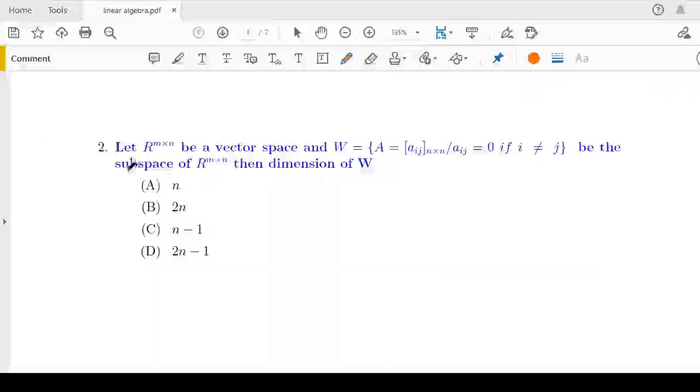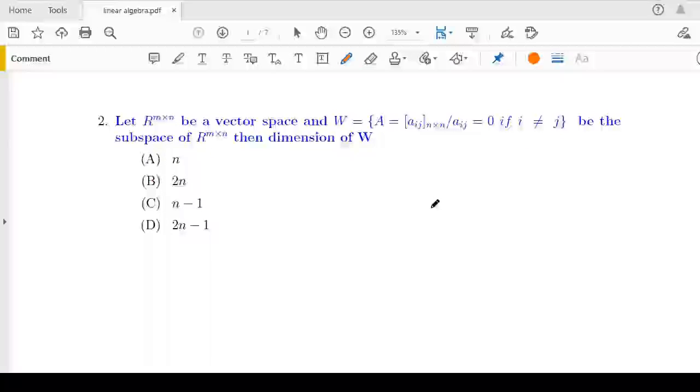Next question. Let Rmn be a vector space, the set of all matrices of order m by n, and W is the set of all square matrices such that Aij equals 0 for i not equal to j, a subspace of Rmn. Then the dimension of W.